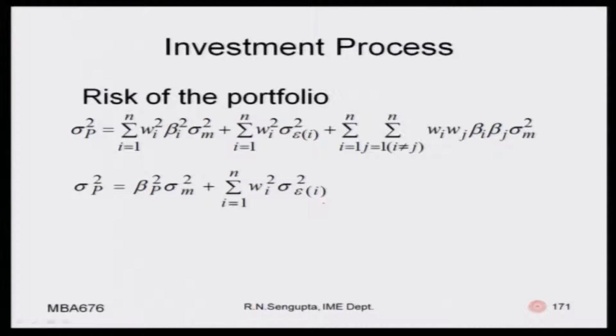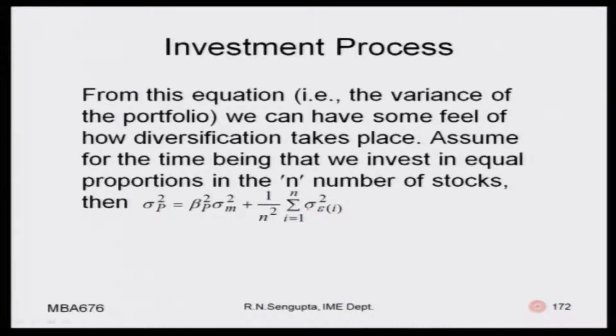Now, the risk of the portfolio, as we discussed, basically consists of two terms. One is beta square p, which is the beta of the portfolio multiplied by sigma square of the market. Another is basically the white noise. From this equation, there is the variance of the portfolio. You can have some feel of how diversification can be done.